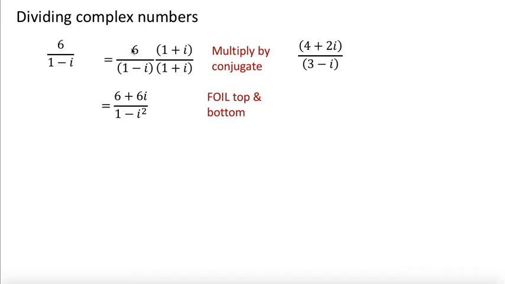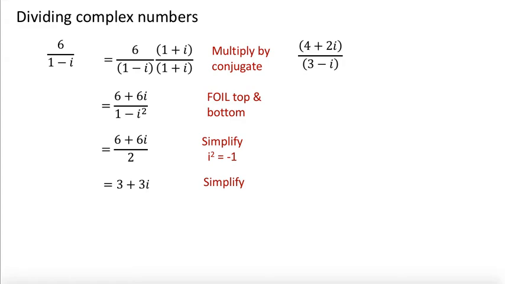We FOIL the top and bottom. So 6 times i, and here, this is the difference of 2 squares. So it's 1 squared minus i squared. Now, as you know, i squared equals what? -1. So 1 minus i squared is equal to 2. Okay, so we simplified the top, didn't have to, but we simplified the bottom by using i squared equals -1. And then we finish it off by dividing both by 2.